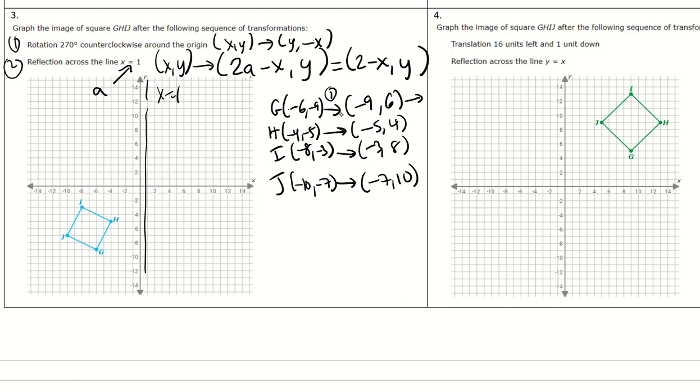And then we'll go ahead and transform this one more time. In order to do this one, we need to use this rule, 2 minus x. So it's 2 minus -9. Let me do that over here. 2 minus -9 is 11, right? And then 2 minus -5 is 7. 2 minus -3 is 5. 2 minus -7 is 9. So the x coordinates are going to be 11, 7, 5, 9.